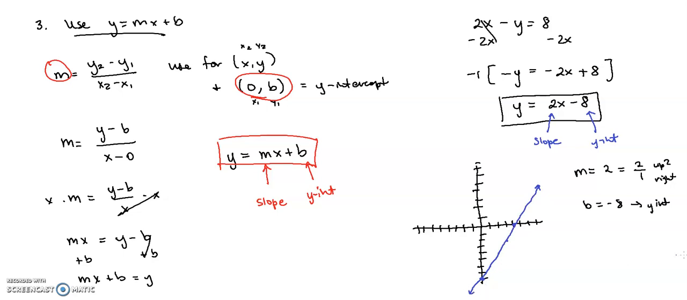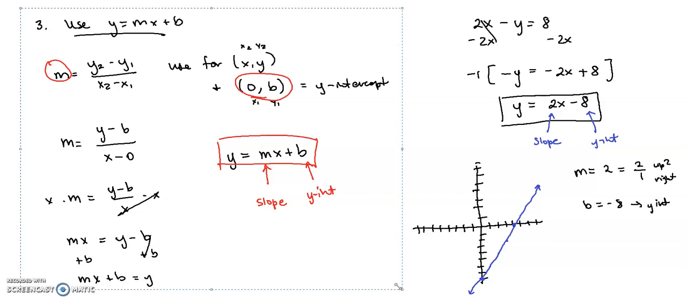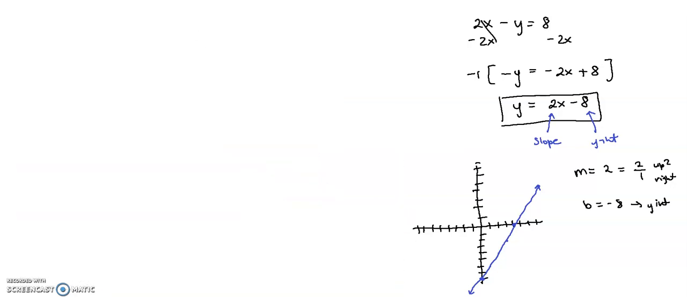Okay, and there's our line. And if you look back at the last ones that we did, it's the exact same line. Okay, so that gives you 3 methods to graph. Let's recap. Get rid of all this. Okay, so 3 methods to graph lines.